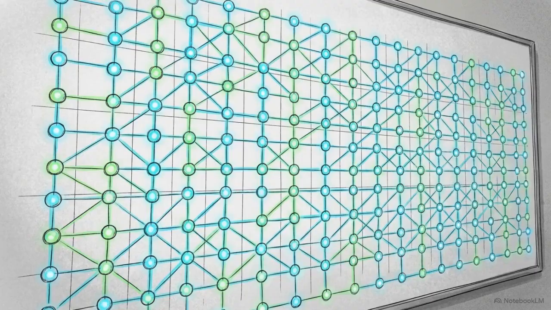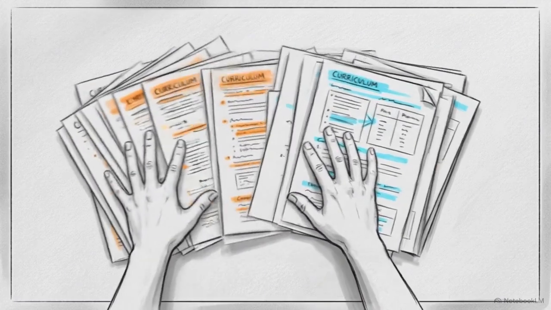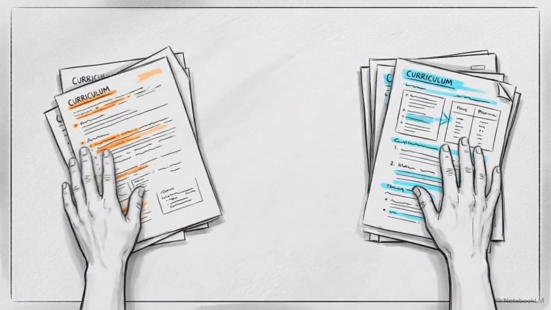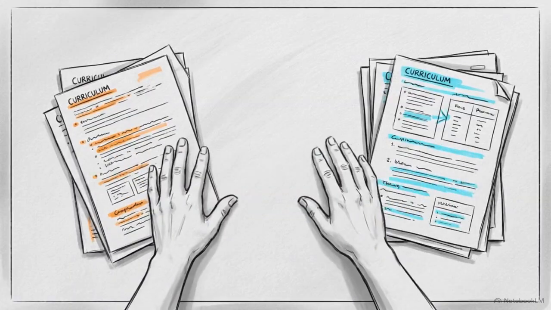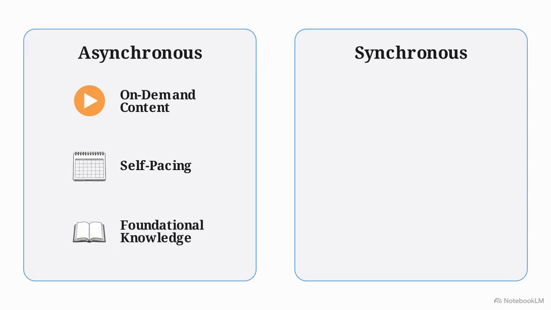To fix this, we have to decompress the real-time learning environment. We achieve this through the modality split. This strategy divides the curriculum strictly based on its time dependency. The first track in this split is asynchronous learning. Asynchronous delivery is self-paced, entirely learner-driven, and occurs at different times for different people. Its primary advantage is allowing the student deep focus on foundational knowledge, free from real-time pacing pressures.